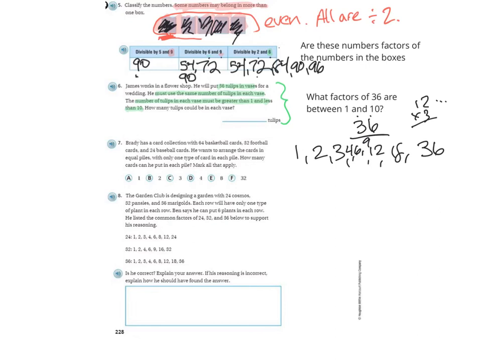So I'm going to highlight. These are all the numbers between 1 and 10. Because I didn't say 1, and 12 is greater than 10. It's got to be greater than 1. So my answer is going to be 2, 3, 4, 6, and 9.